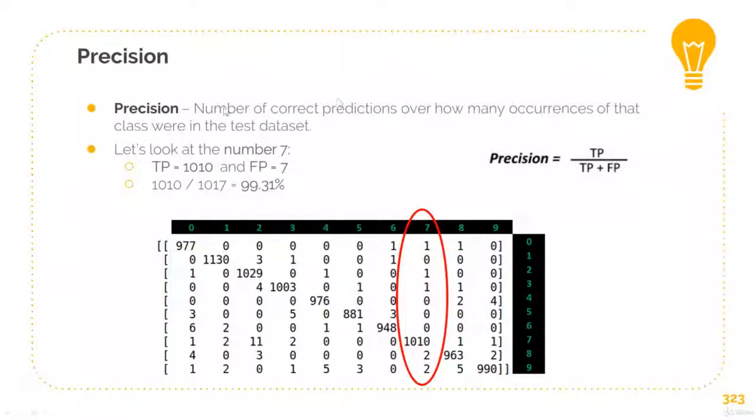So looking at precision, we know it's the number of correct predictions over how many occurrences of that class were in the test data set. That's another way of saying what this is here: true positives over true positives plus our false positives.